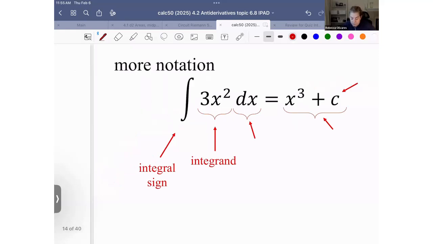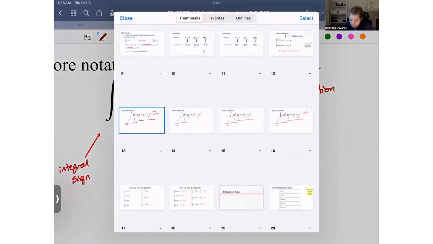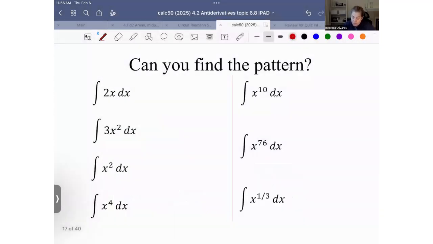Okay, I'm going to skip ahead because I had a lot of slides for this. All right, so here's where we're going to talk about the pattern. Some of you might already know the pattern.